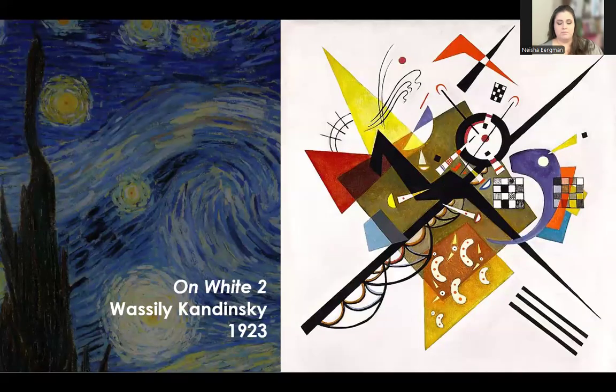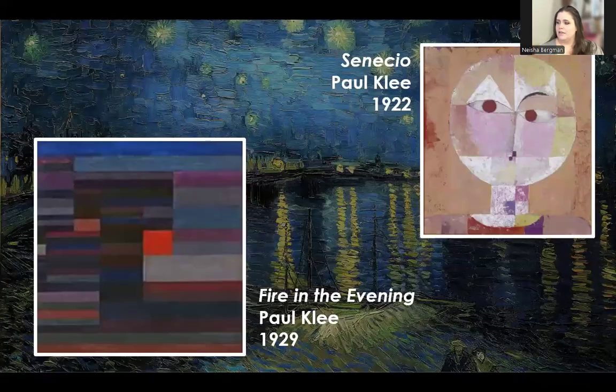This is another Kandinsky. Please, again, note the title, On White 2. Got a lot of stuff going on here. It's visually interesting. Doesn't necessarily represent something, okay? But it's visually interesting. Uses line, uses shape, uses color, pattern, texture, and that's what it's expressing. It's very, very key on design.